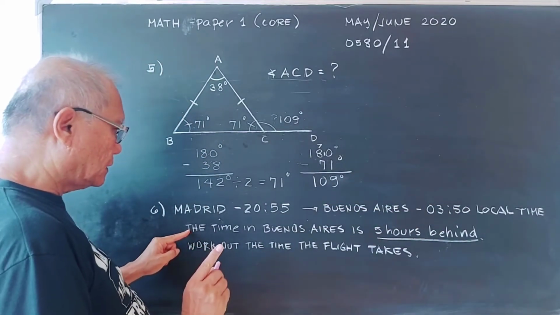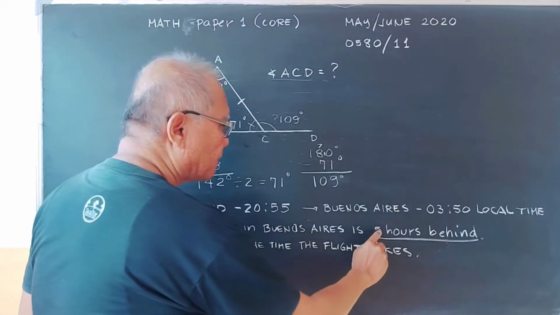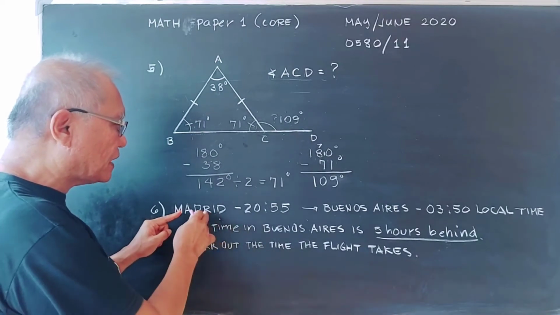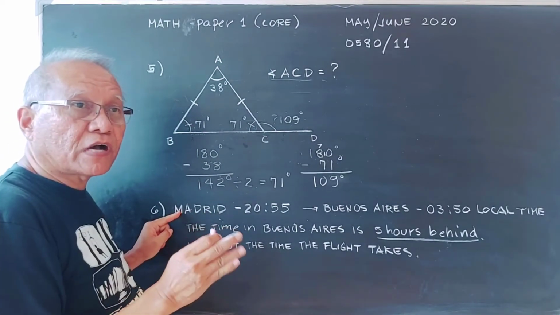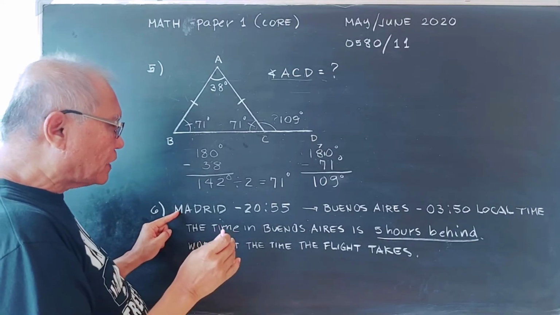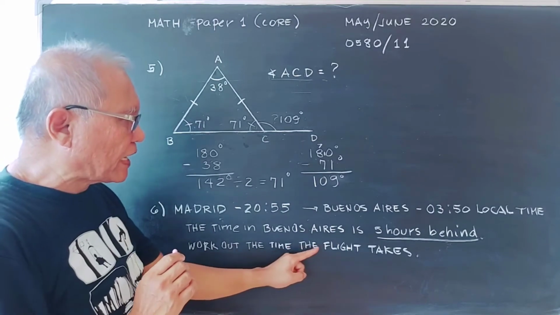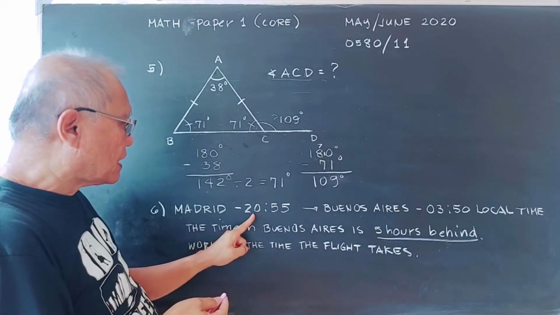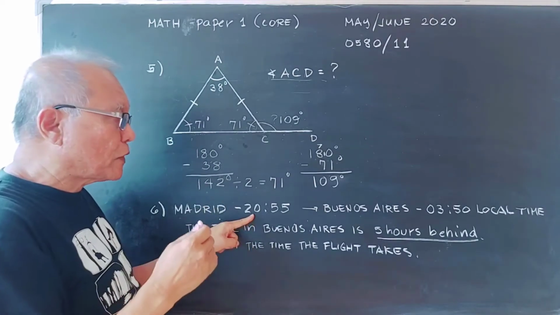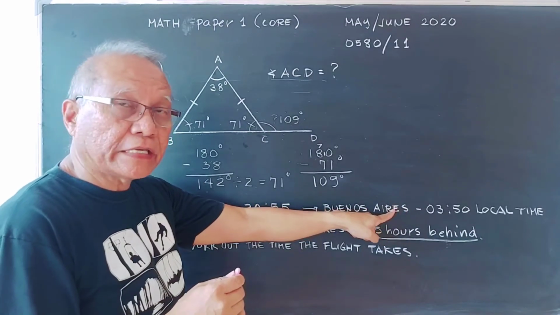But the time in Buenos Aires is 5 hours behind. So it means that the time in Madrid is 5 hours ahead. So we're just going to compute that one. What are we going to find here? Work out the time the flight takes. This is our time in Madrid. We need to convert that one to local time also of Buenos Aires.